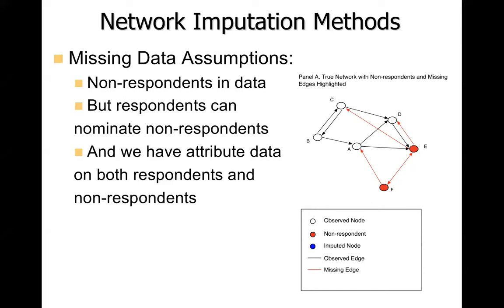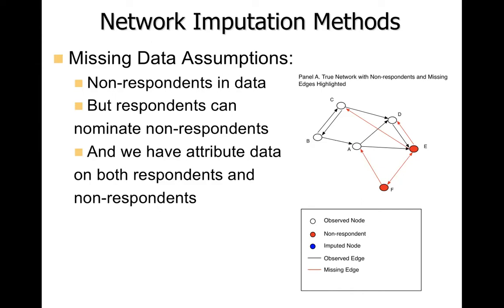In the figure on the right, I have the true network, with what the missing edges look like if there were non-respondents, and they're colored in red. So what does it mean to be a non-respondent? That means that you have no information on outgoing ties from those actors, in this case, E and F. So in this case, for example, we don't know if E would nominate D or E would nominate C. We're missing those edges. We also miss the edges between the non-respondents, E and F.